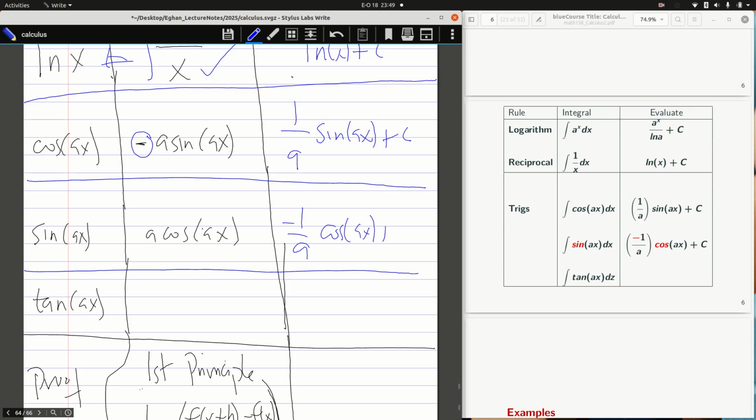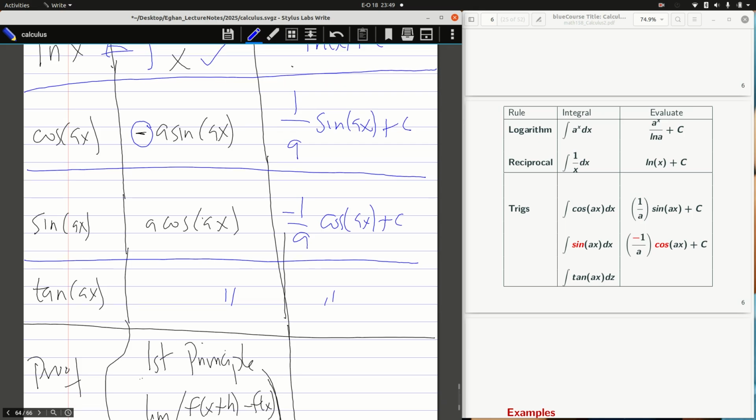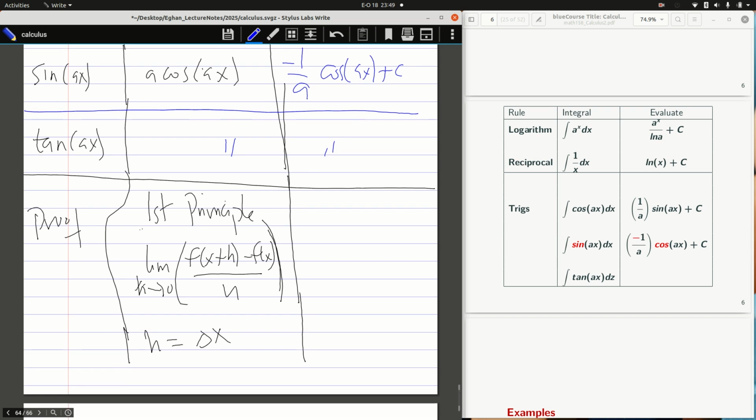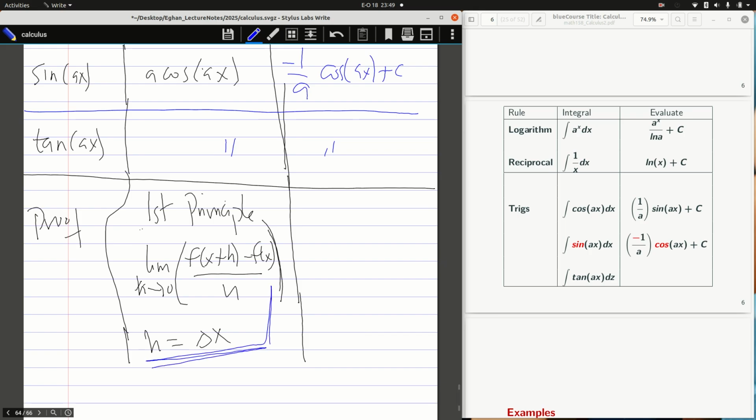For tan, you can verify it by using the sine and cos identity. Now you realize that these are not magic. They are not magic. When we wanted to prove these functions, we had to go through the first principle using this limit property. In the same way, we can prove these identities we've obtained.